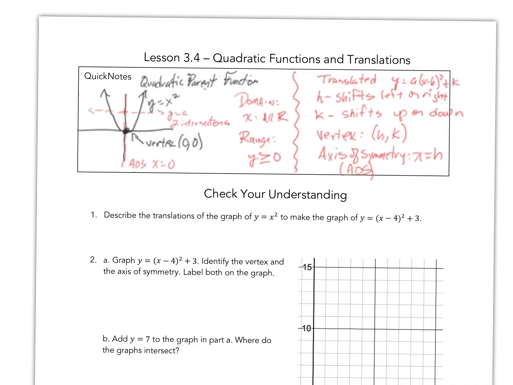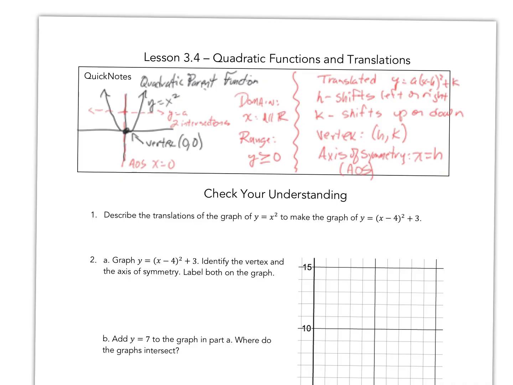Okay, if I go over here, I've translated y equals a times x minus h squared. Now this a we'll get into later, so just kind of ignore that. Assume that's 1 for now. H shifts the equation left, or shifts the parabola left or right, okay? And k shifts up or down. Remember, if it's x minus h, it will shift to the right. If it's x plus h, it will shift to the left. Plus k shifts up, minus k will shift down. The vertex will always be h, k, and the axis of symmetry is x equals h, okay, which is the dead center of the parabola.